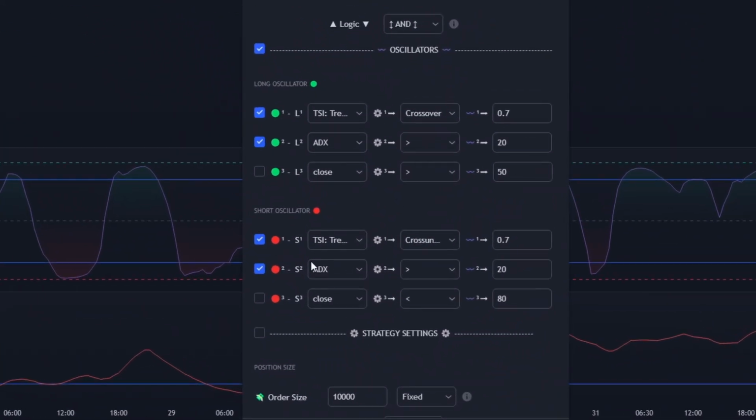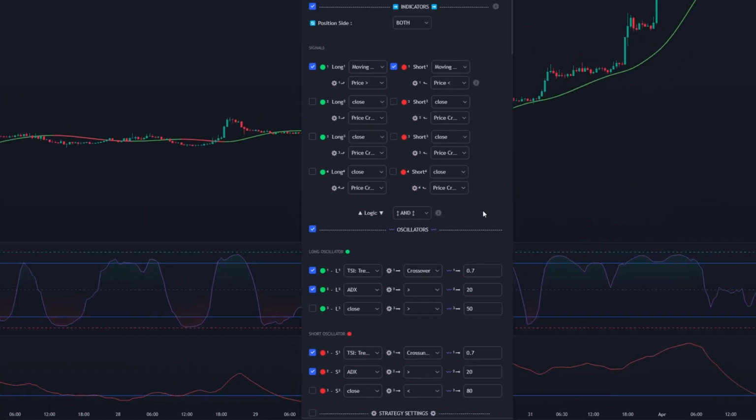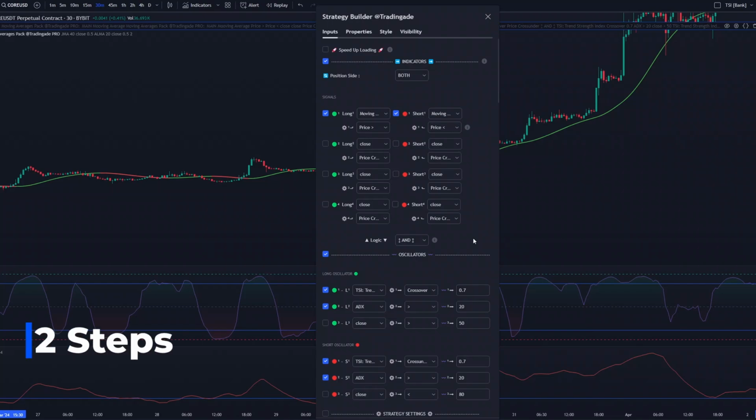Then we're gonna add the third and last rule, which will be based on the ADX, and both for long and short positions we want the ADX to be above the 20 level. And that's all. As you can see, in just 2 steps we have configured an entire strategy based on 3 different conditions. Let's check how it works on the chart.